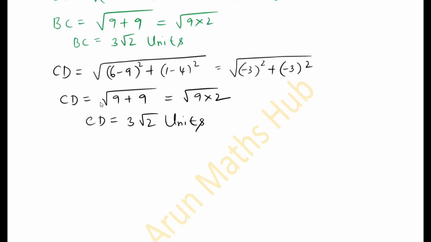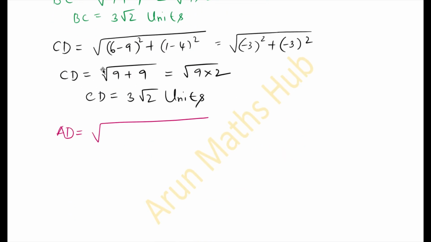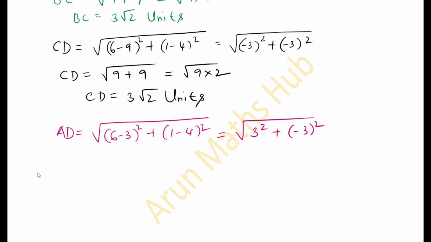We'll find out AD by using the distance formula. AD equals square root of x2 minus x1, that is 6 minus 3 whole square, and 1 minus 4 whole square. Therefore, square root of what is 6 minus 3? 6 minus 3 is 3 square. 1 minus 4 is minus 3 whole square.